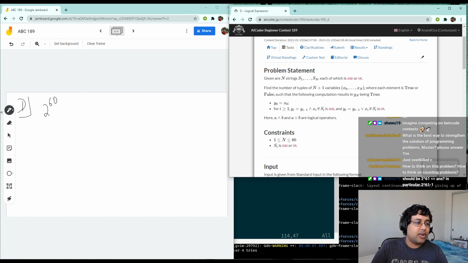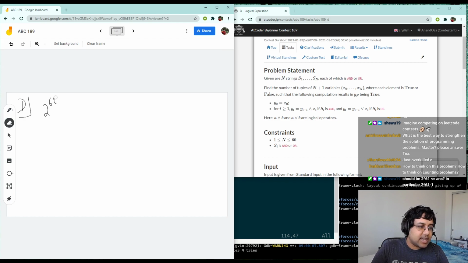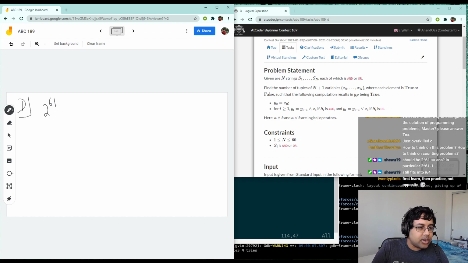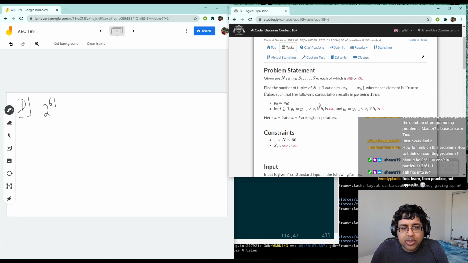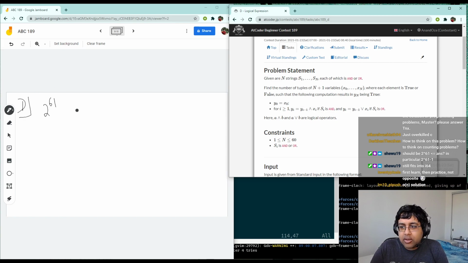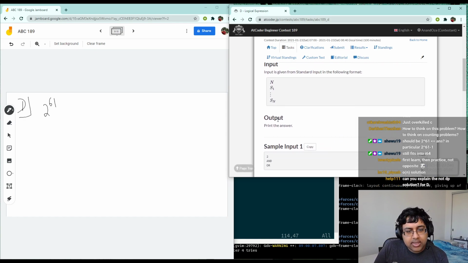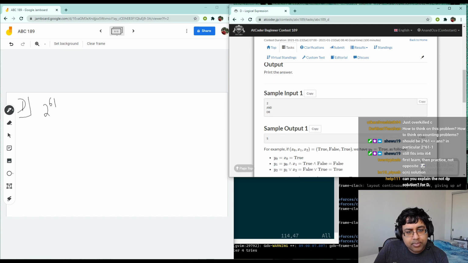Oh, yeah. Okay, cool. So this actually is 2 to the 61. Good catch. So n is 60, but there are n plus 1 variables, so 2 to the 61 is the obvious bound. But this is still okay, because this is less than the maximum 64-bit int, whether you use signed or unsigned. Alright, so let's go through an example first.